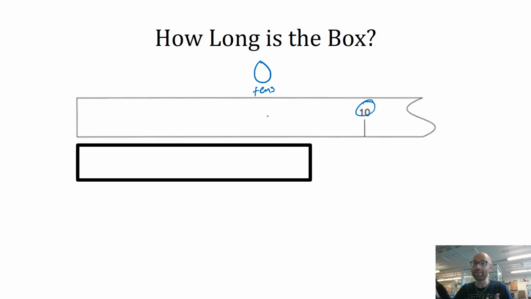Now I know that the tens digit is 0, but it's obviously not 0. It's in between 0 and 10. So then I have to estimate the ones digit. In this case, I'm going to estimate that the ones digit is 8. So that's how long the box is when I use this ruler.